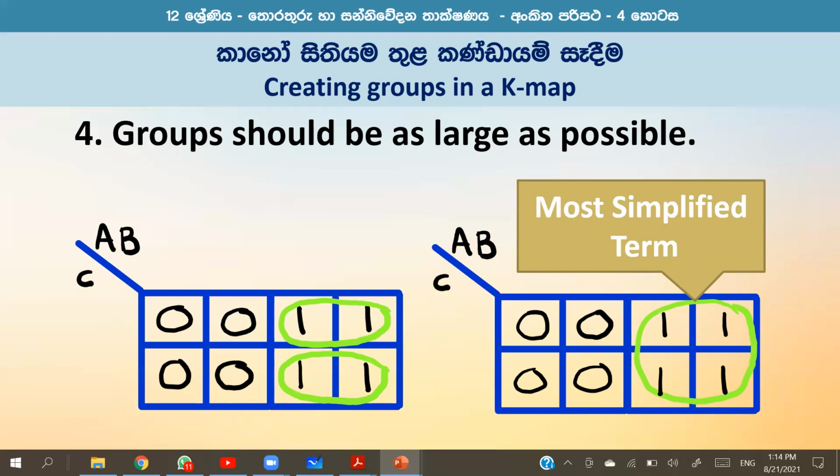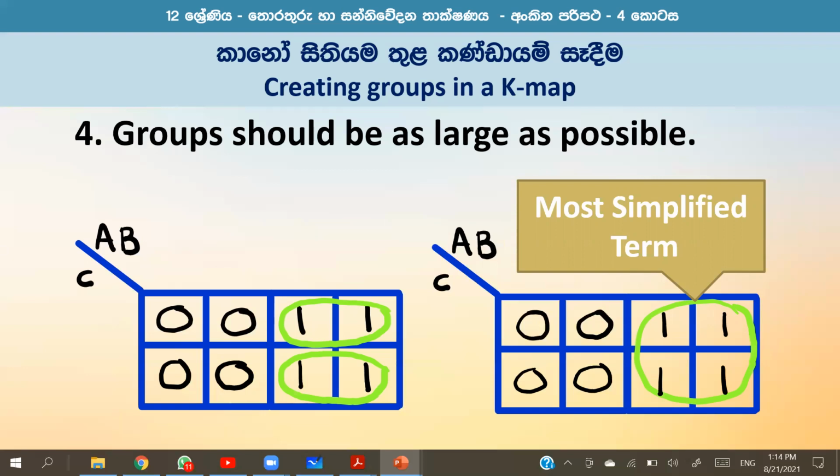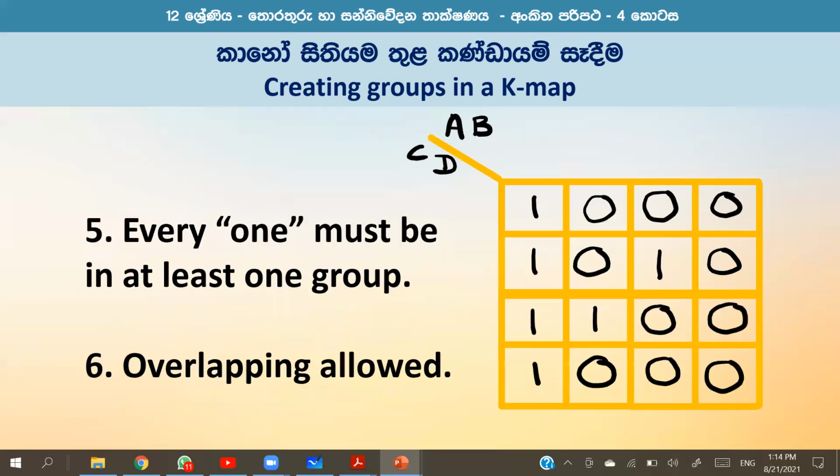So the left hand side one gives you the partially simplified ones. Right, so the left hand side is going to give you a partially simplified answer. The right hand side is going to give you the most simplified answer. Right, so no zeros allowed, no diagonals can be done. And if we consider the amount of ones, it should be in 1, 2, 4, 8, 16 amounts. And the most number of ones should be there inside the group, as well as you have to cover all the ones inside the K-map. And here as the sixth one, I said overlapping is allowed.